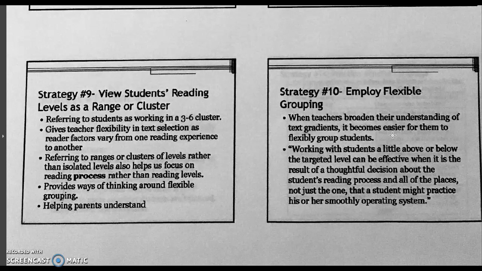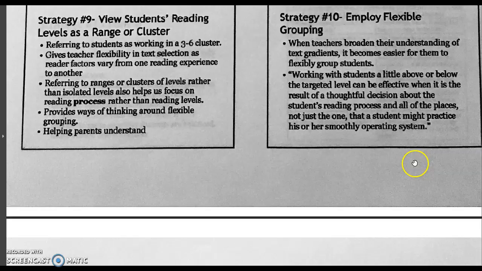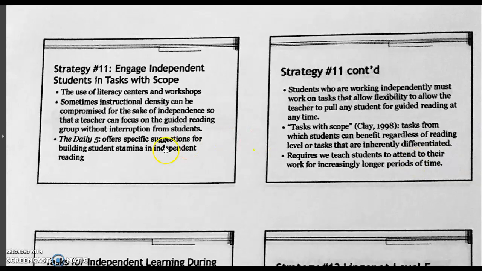It's about where a child is in their reading process, which is what we're going to talk about a lot this week. What strategies are they using? What are they not using? And what kind of book can we select at a certain level that will help practice that smoothly operating system?